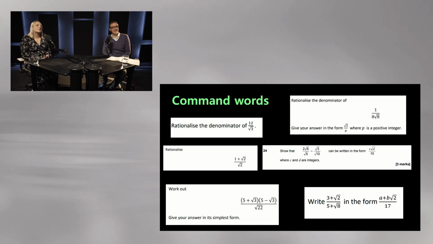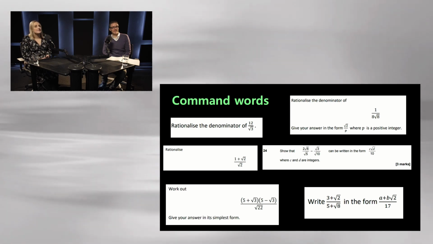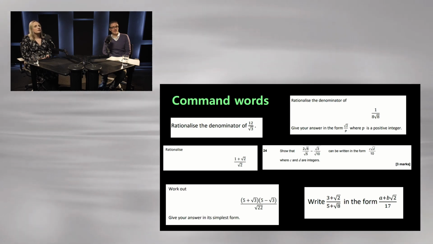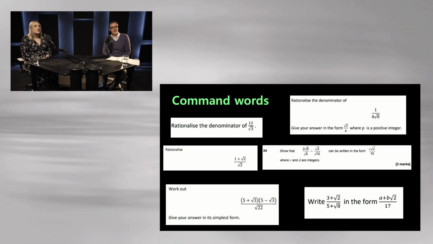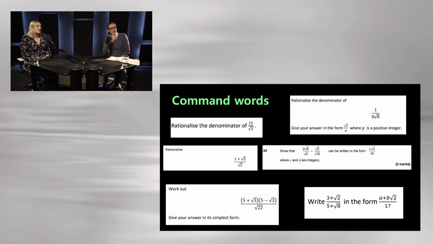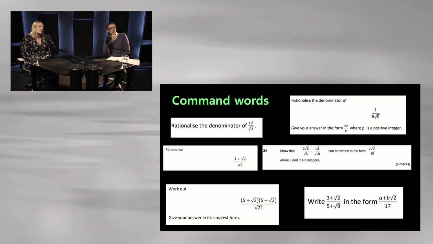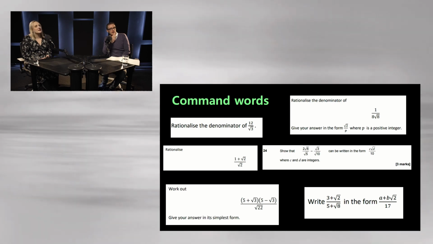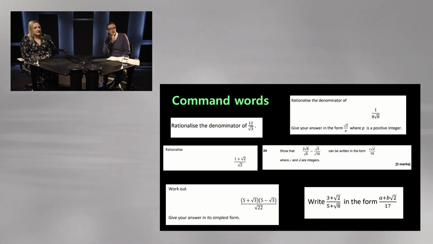Just to mention some command words in different exams, you get the word rationalise used. But you also get questions which don't use the word rationalise. Like bottom left, it just says work out and give your answer in simplest form. So simplest form does mean a rational denominator. Or you just get told the form they want it written in. So we're not always going to see the word rationalise.